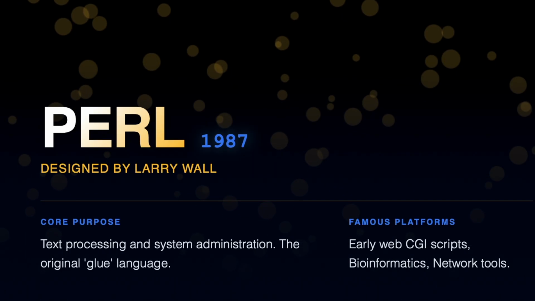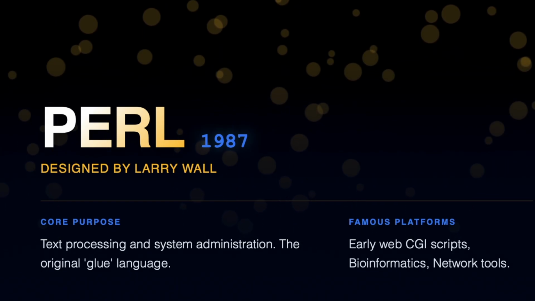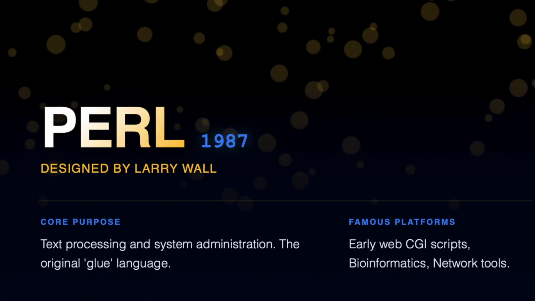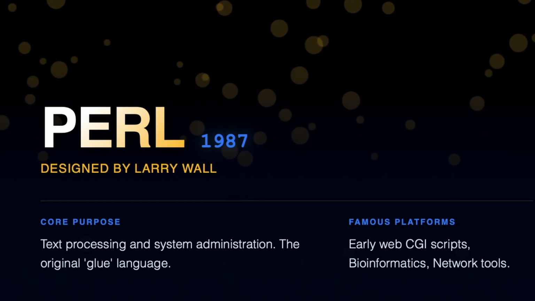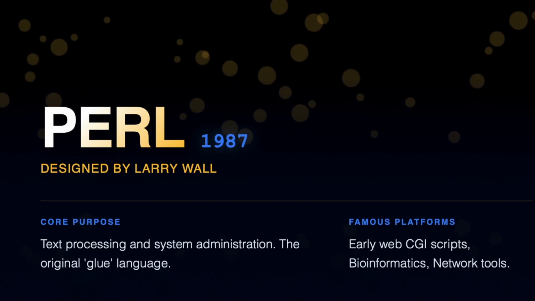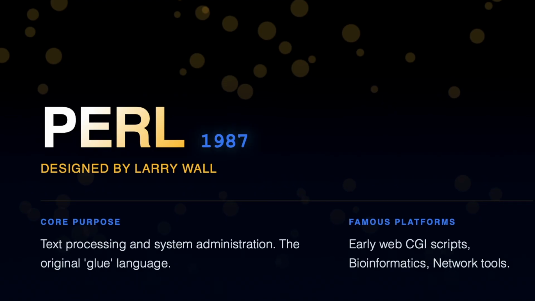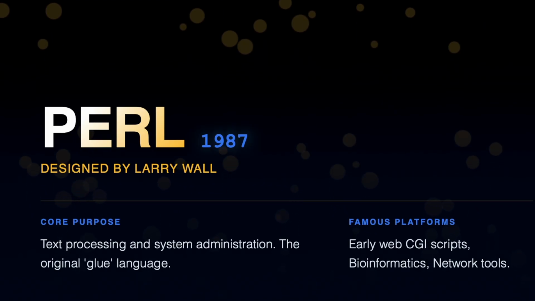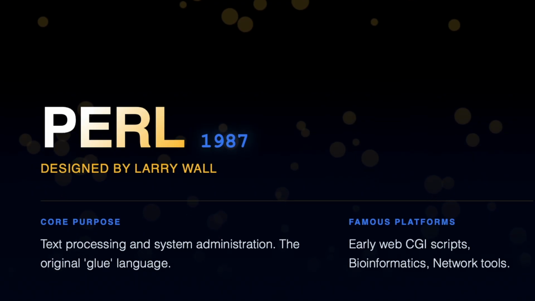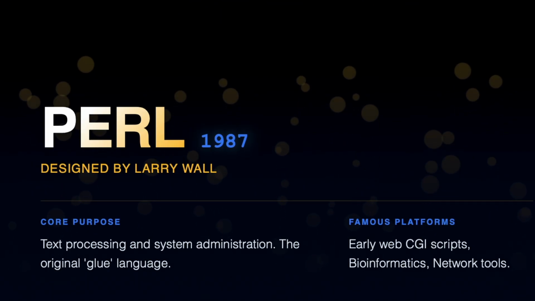Larry Wall created Perl with a philosophy that would influence generations of developers. There's more than one way to do it. Perl became the original glue language of the early internet, completely dominating text processing and system administration throughout the 90s. It powered the web's first CGI scripts and became absolutely essential in bioinformatics for parsing massive genetic datasets. While its mainstream popularity has faded, Perl's DNA lives on directly in Python, Ruby, and JavaScript.